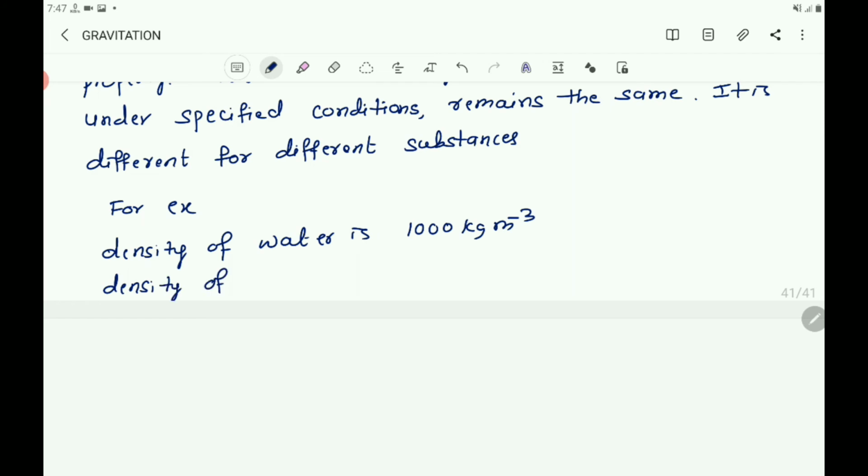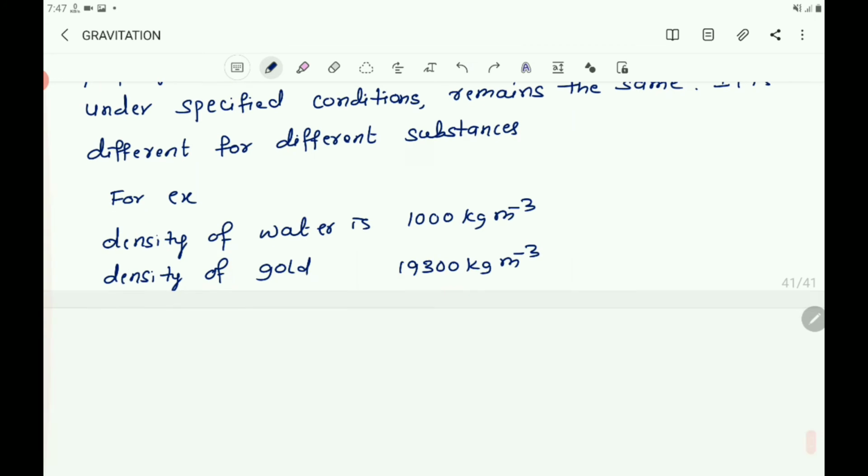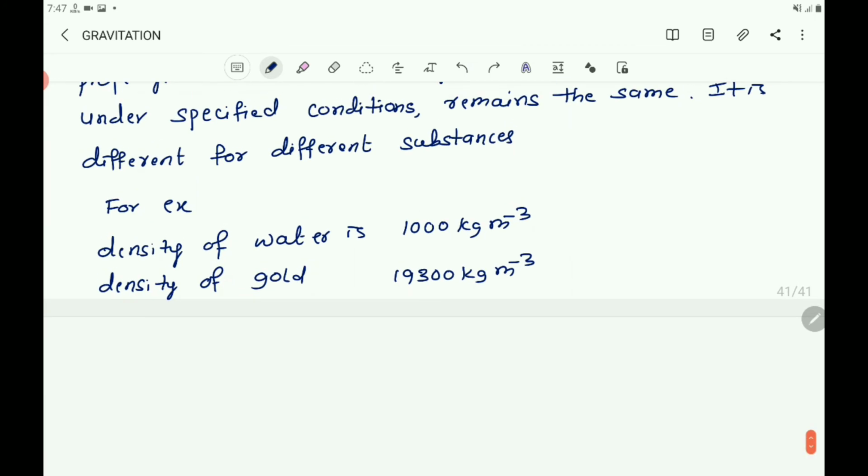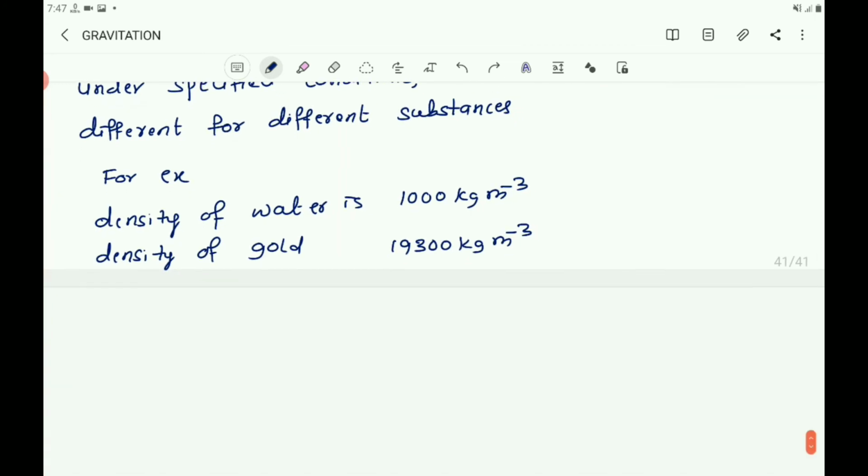So write density of gold. Density of gold is 19,300 kg m power minus 3. So which is having more density here? Gold is having more density. Then naturally solids are having more density than the liquid, and the liquid which is having highest density is mercury.